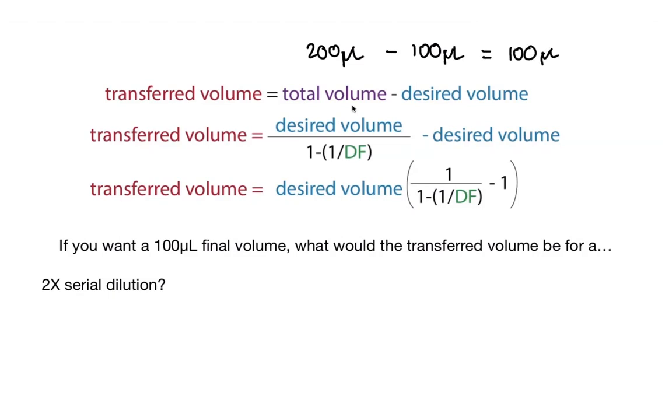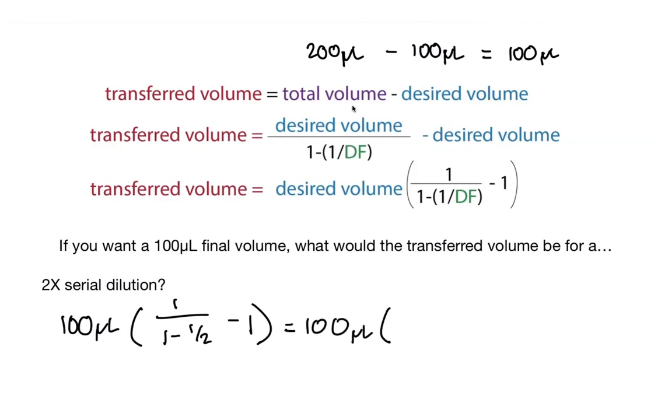Alternatively, we could have gone straight to the transferred volume. This equation looks a little scary, but basically we could find the transferred volume by multiplying the desired volume times 1 over 1 minus 1 over the dilution factor, minus 1. So we take our 100 microliters and multiply it by 1 divided by 1 minus 1 over our dilution factor, so that would be 1/2, and then minus 1. So this would be 100 microliters times 1 over 1/2, so that would be 2 minus 1, which would just be 1. So we'd end up with 100 microliters.